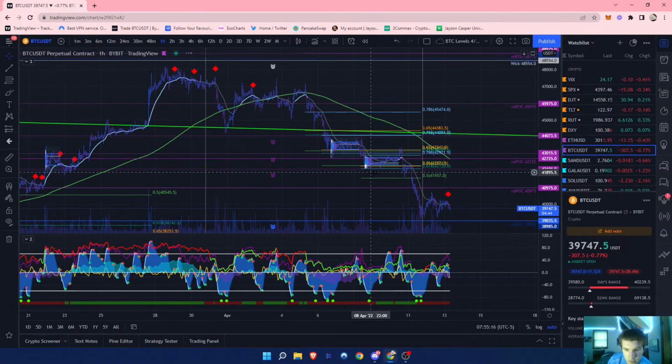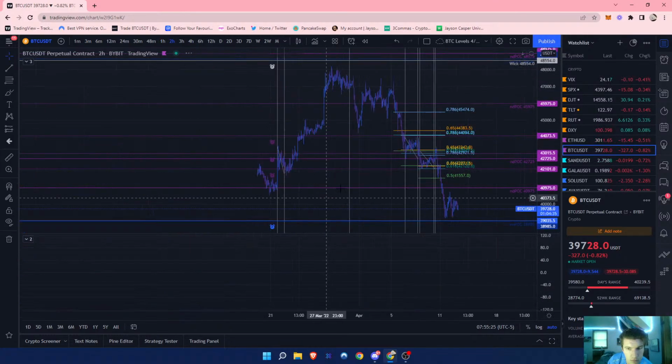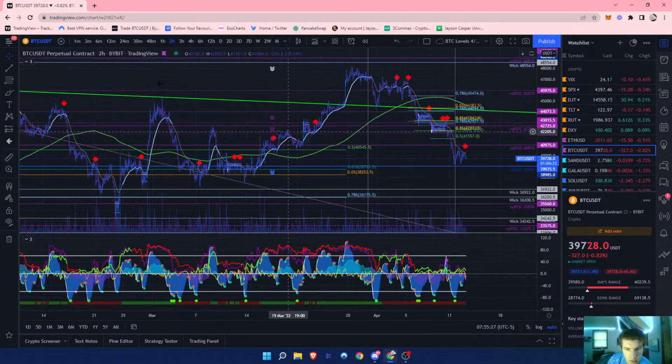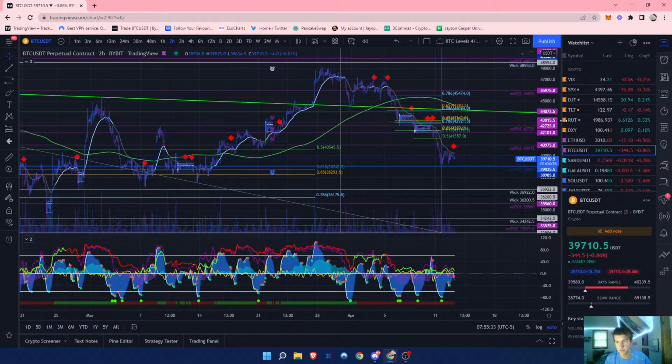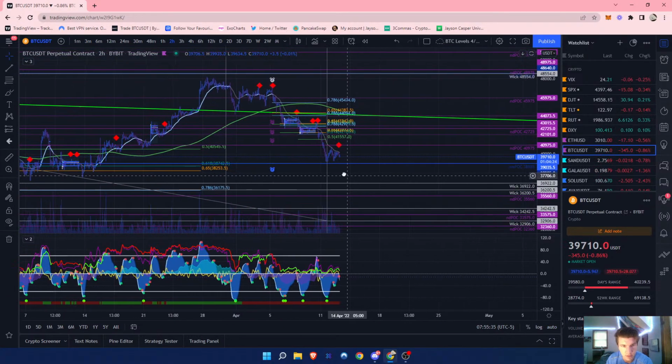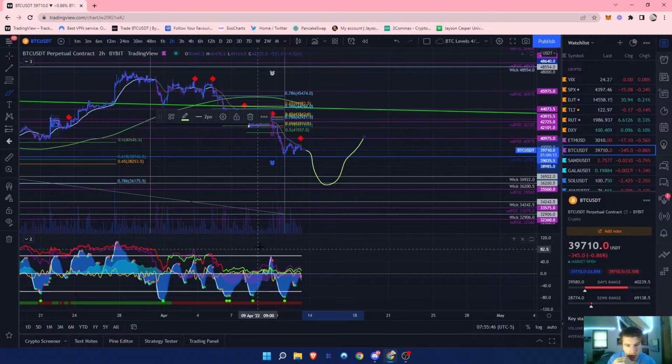The 2 hour kind of looks good. Honestly, a 2 hour divergence would be cool. So just zooming out, I should say, will that price probably just consolidate and then come down, take this out, and then pump back up.